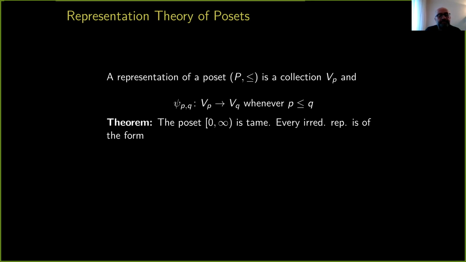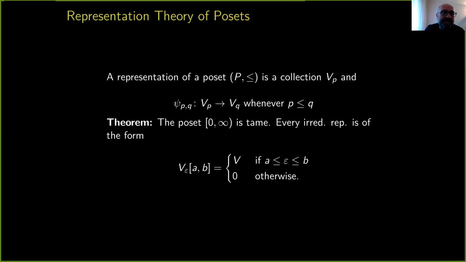Now, here's a good thing. We know the full representation theory of the poset real numbers, or 0 to infinity, or any connected interval inside the real numbers. This poset is called tame, and every irreducible representation, we know what they are. They're of the following form. They're essentially a vector space, a constant vector space on an interval, a connected interval A to B.